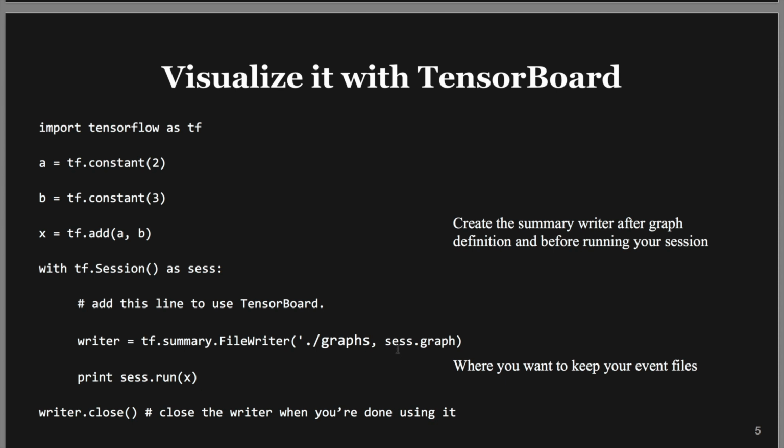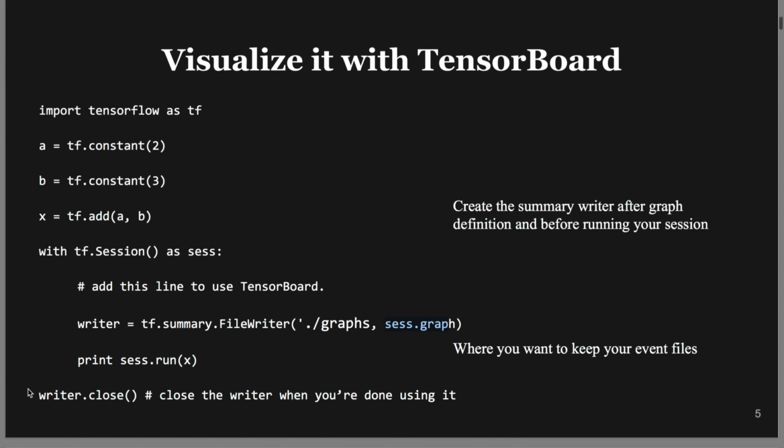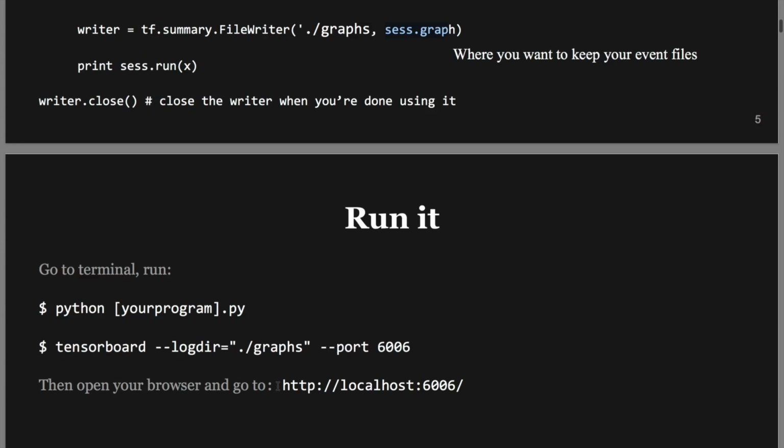We already talked about that earlier. In tf.Session, if we don't specify any arguments, it will take the default graph, or you can specify a graph there. But in this case, when you access sess.graph, the graph which is bound to that session will be put in the TensorBoard event files. Now, when you do print(sess.run(x)), some events will be written to this location, and we'll see how to visualize it. And you always want to close the writer when you're done using it.